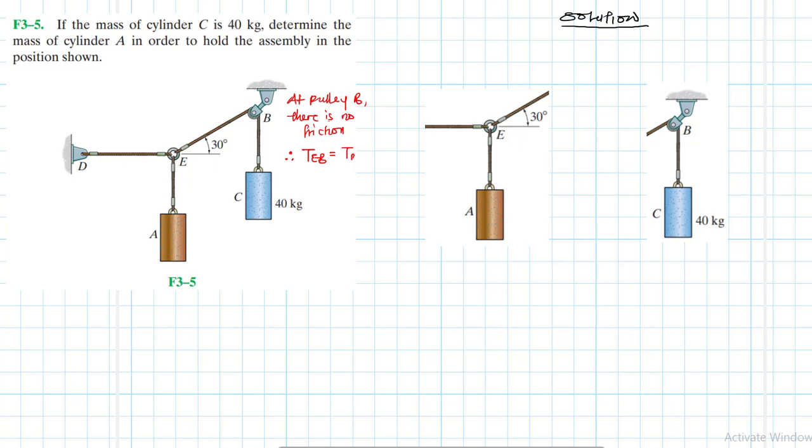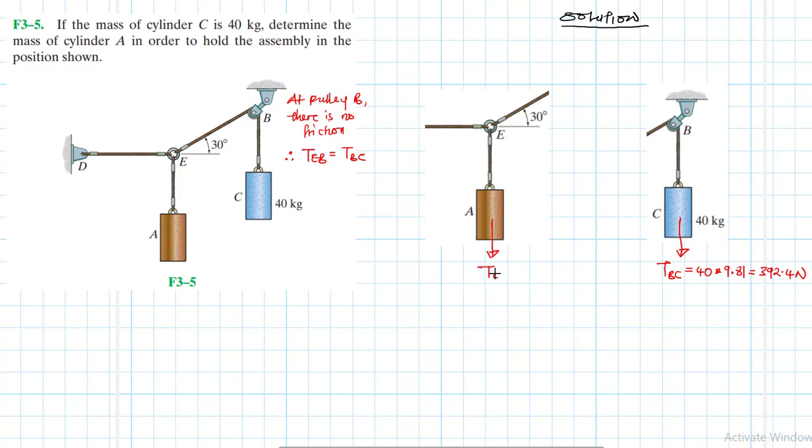Tension BC, right? So this is the tension BC here. This is tension BC, which is just basically the weight of this cylinder, 40 kg. So let me write it down. This is tension BC, which is just equal to 40 kg times the acceleration due to gravity, which is 9.8. This therefore gives us 392.4 newtons.